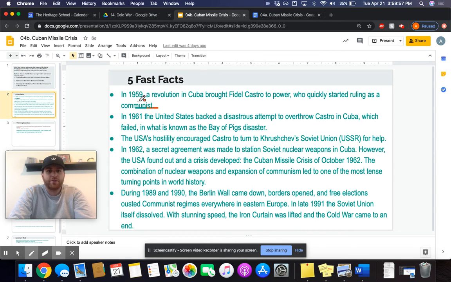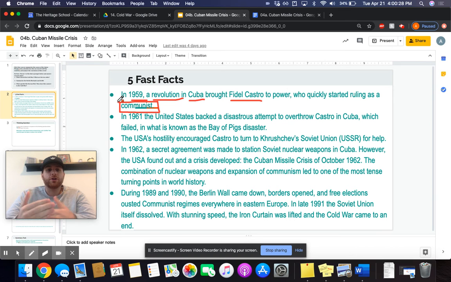All right, and our fast facts start off in 1959. We see that there's a revolution in Cuba that brings Fidel Castro to power. Okay, so our focus today, we're moving away from Asia, we're moving away from Korea, Vietnam, we're moving to the Western Hemisphere to Cuba, okay, 90 miles off the coast of Florida. All right, remember we talked about Spanish-American War.